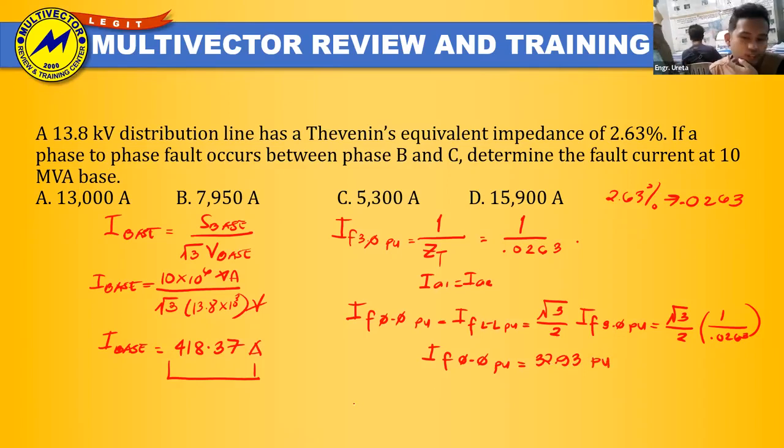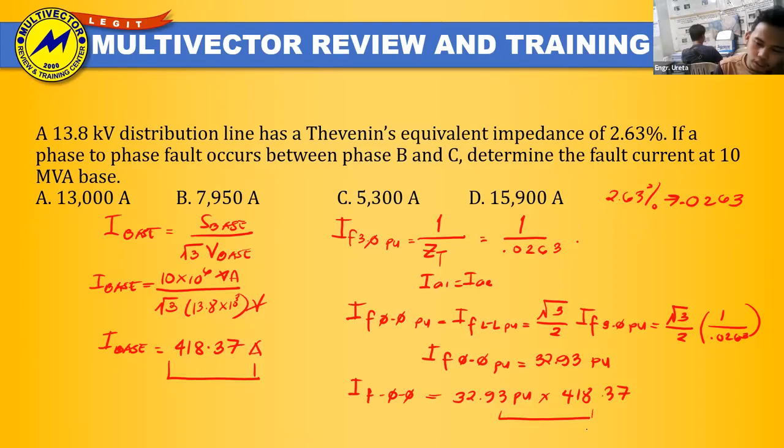Okay, so para makuha natin yung actual fault current, okay, the actual fault current phase-to-phase is just the per unit current, which is 32.93 per unit multiplied by the base current natin, which is actually 418.37. Okay, so ito sir ay the base current I base. Okay, equal to, so 418. Okay, so 13,000. Okay, so rounded off to the nearest 100. 13,800 ampere.